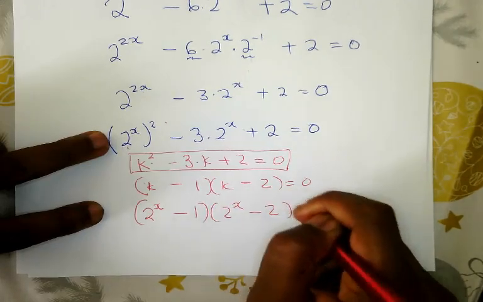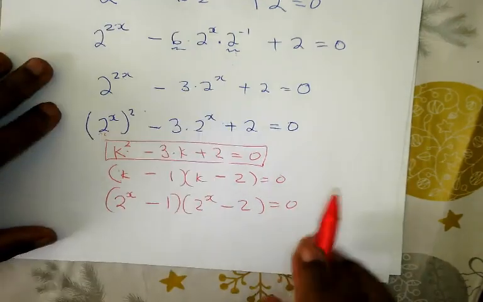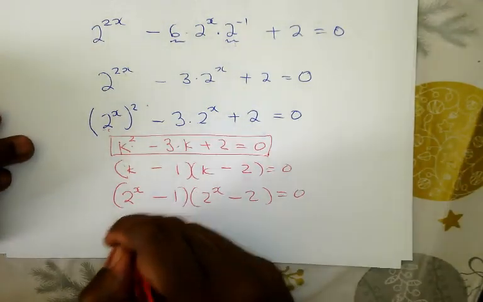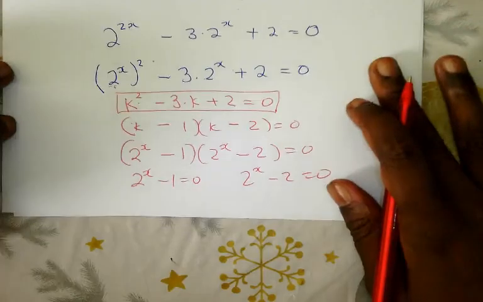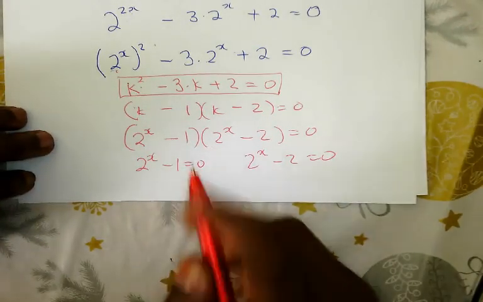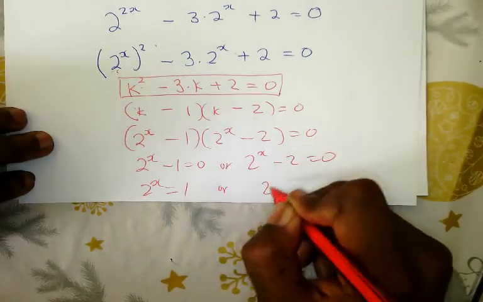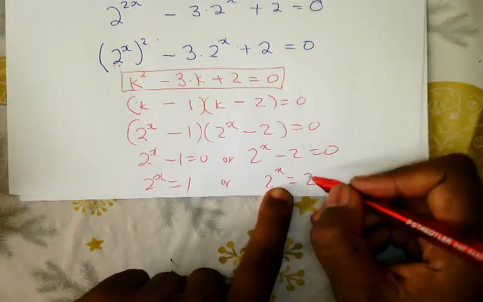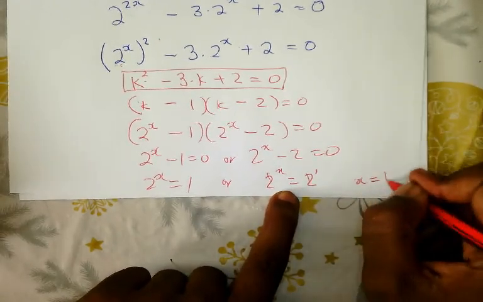Then I'm going to equate each bracket to 0. The zero factor principle. So 2x minus 1 equals 0, 2x minus 2 equals 0. And then take this one to the other side: 2x equals 1, or 2x equals 2. So this one, it's nearly done because I know here there's an invisible 1. So I can drop the bases and then say x for this solution, x is 1. But I still need to do this one.